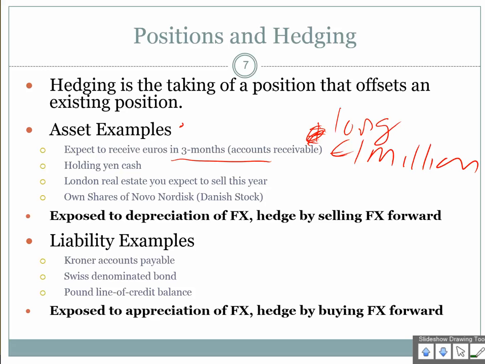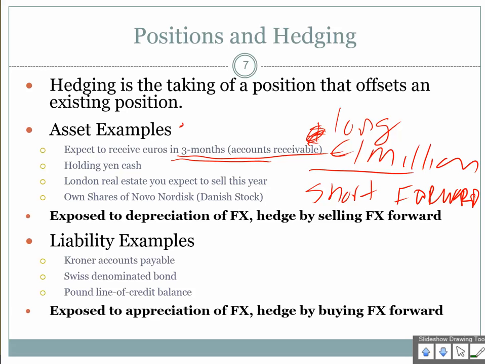All right, how we're going to hedge that position is by taking a short position in a euro forward contract. So I'm going to hedge by shorting the euro forward, which makes sense. If I expect to receive euros through my accounts receivable, I can hedge by having a contract to sell that 1 million euros at a fixed price, and therefore we've reduced our risk. We actually eliminated our risk.